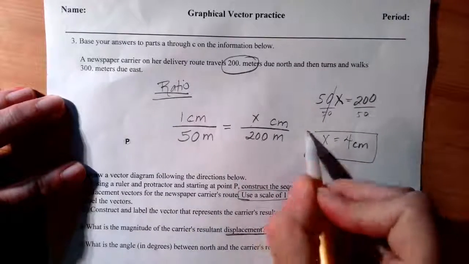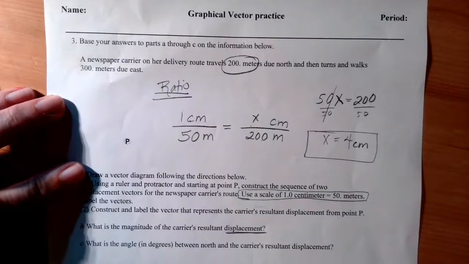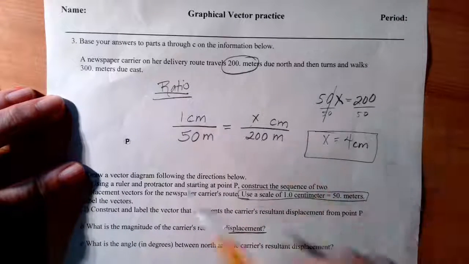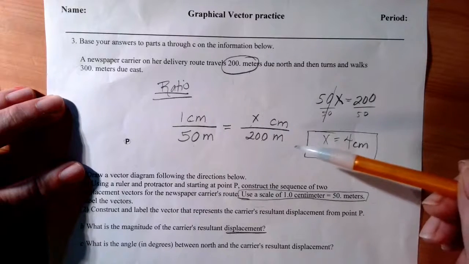And then you do the same exact thing for the 300 meters. And then don't forget, when you're all done, use this same idea to figure out how big your resultant is at the end.